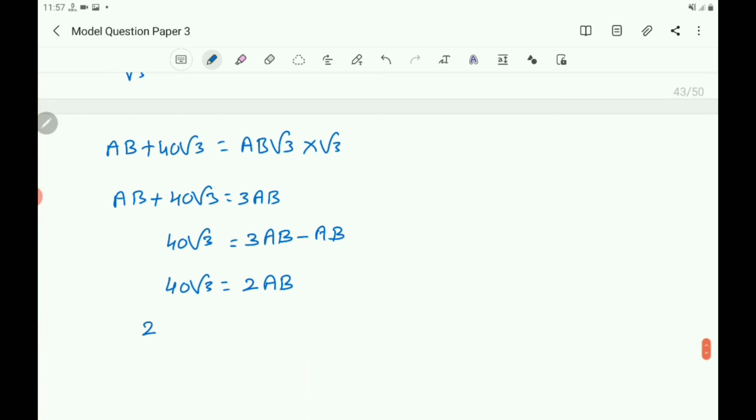Then you can have 2AB, or otherwise you can write 2 1s are 2, 20s are 20 root 3 equals AB. So you got that AB is equals to 20 root 3. AB equals how much? AB is equals to 20 root 3 meter. That is the height of the tower.